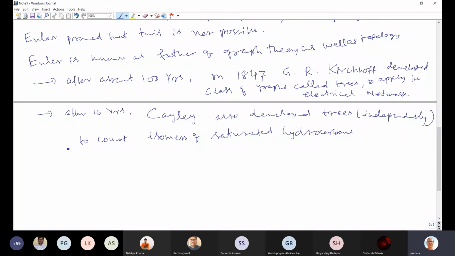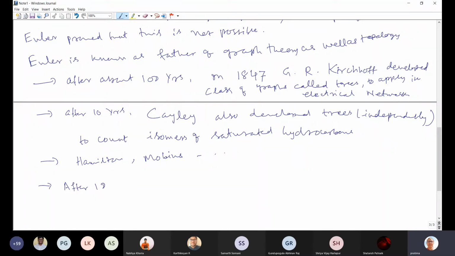And after that, mathematicians like Hamilton, Mobius, and so many people have contributed. Hamilton, Mobius, and others developed this subject, but it was very slow actually. So only after 1920 did people start working on this subject seriously.